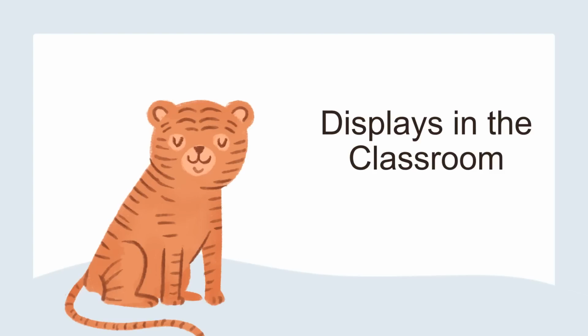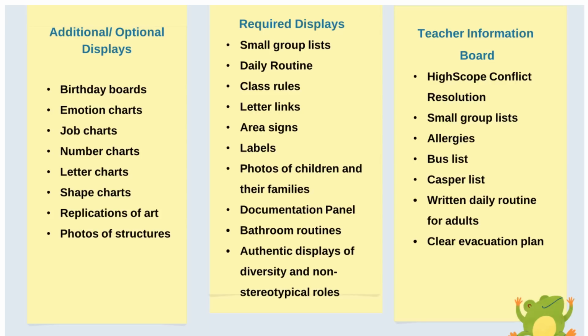Now that we covered the topic of room arrangement, interest areas, and materials, let's talk about classroom displays. Let's talk first about the required displays in a classroom. That includes small group lists, daily routine, class rules, letter links, area signs, labels for materials, photos of children and their families, a documentation panel, bathroom routines, and authentic displays of diversity and non-stereotypical roles.